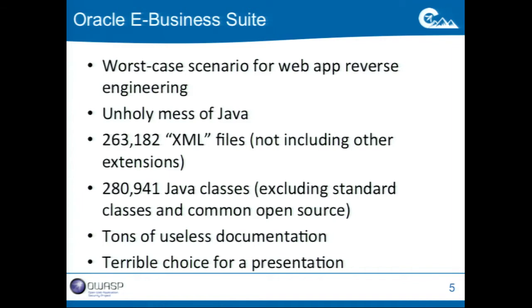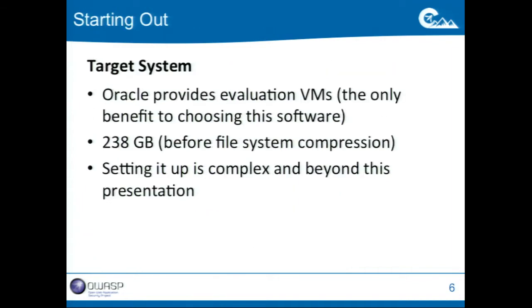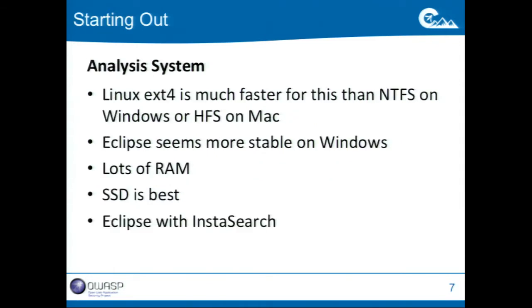There's some good things about it that make it ideal for a presentation, or not ideal, but make it suited. Oracle provides evaluation VMs that you can download from their website. Uncompressed, a single VM is 238 gigabytes. That's the one that's running. It uses file system compression, so that it's not quite that large on my disk. Setting these VMs up is rather complicated, and I'm not going to go into that at all. I just want to focus on the penetration testing aspects.